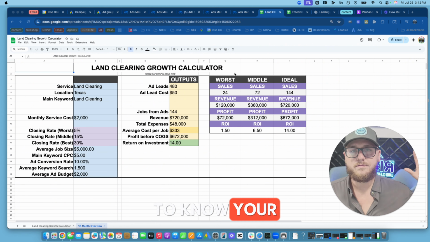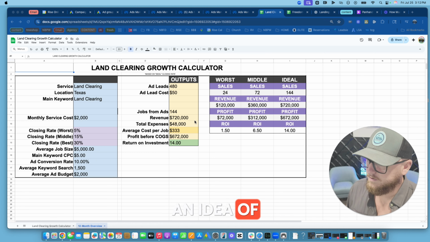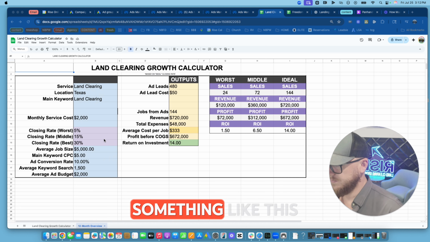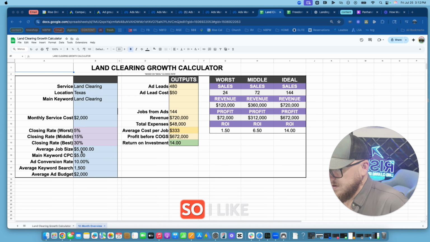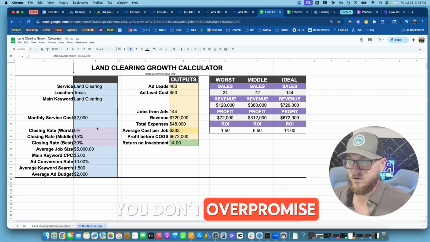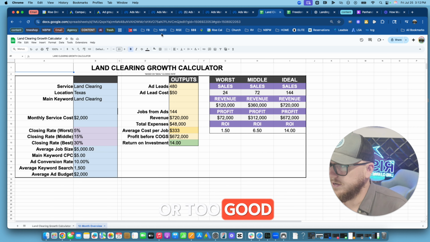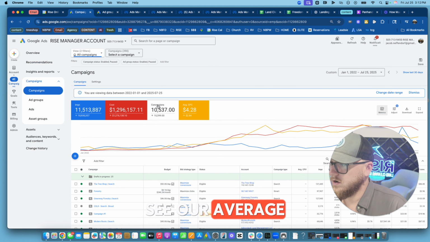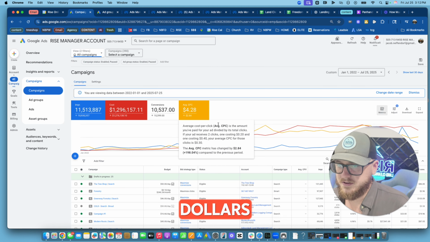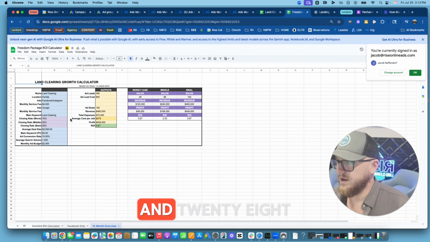So you need to know your costs, and you need to know your numbers. And when you have at least an idea of those numbers, you can plug something like this in. So I like to be super conservative. That way you don't overpromise or make things look too inflated or too good. As you can see, our average cost per click over millions of dollars in multiple states and different accounts is $4.28.